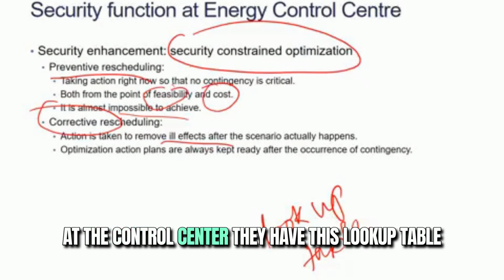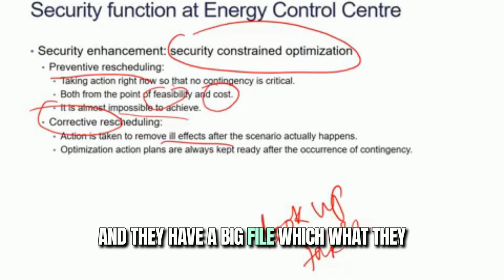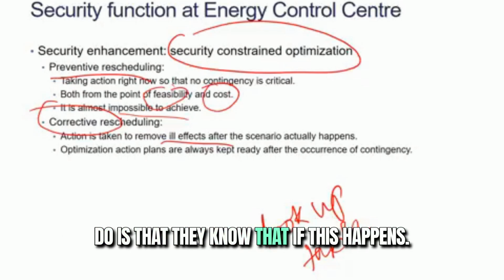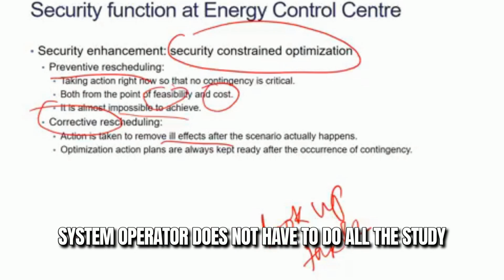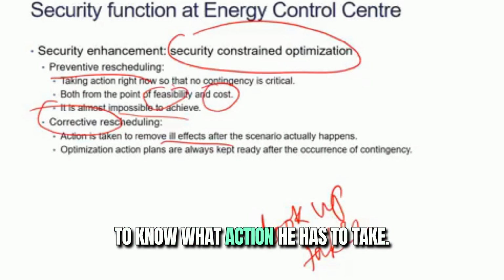At the control center, they have this lookup table, a big file, where they know that if this happens, let's say if a particular line gets out, then a system operator does not have to do all the study to know what action he has to take.